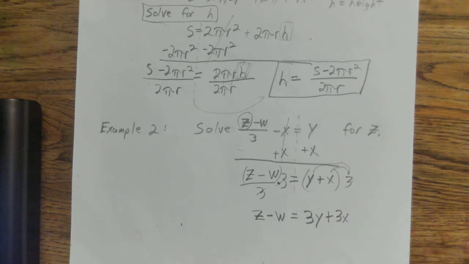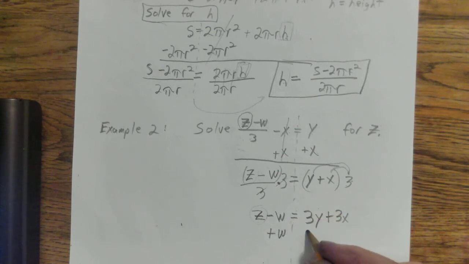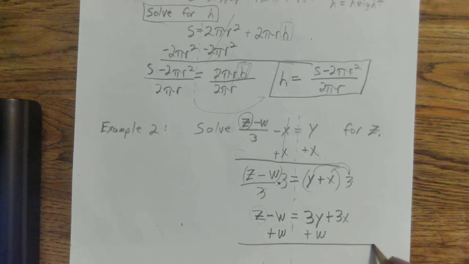And then, I'm trying to get z by itself. I have this minus w, so let's add w to both sides. Keep coming down here, and add w here. That makes 0. z plus 0 is z. Negative w plus w is 0. That's just kind of how it works. And then I've got the 3y. That's not like terms with the 3x. And that's not like terms with the w. So that's as good as it gets here.